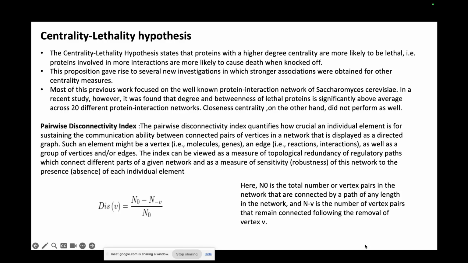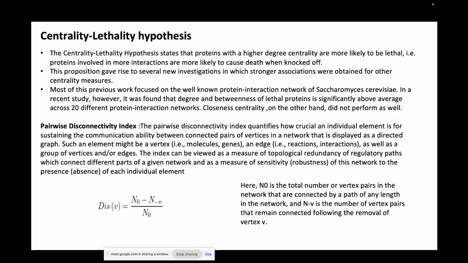Okay, so technically, this value will be 1 if your n minus v is 0. If your n minus v is equal to 0, what it means is after you remove that particular node or a set of vertices or whatever you're removing, none of the connections actually remain. So a disconnectivity index of 1 means that particular node or set of nodes is very essential to the network. If you remove that, none of the rest of the network remains. So the higher the number, the more important that particular element is to the network, right?